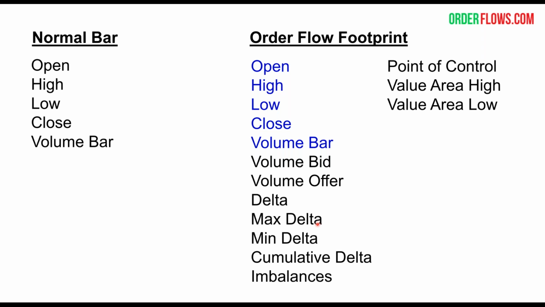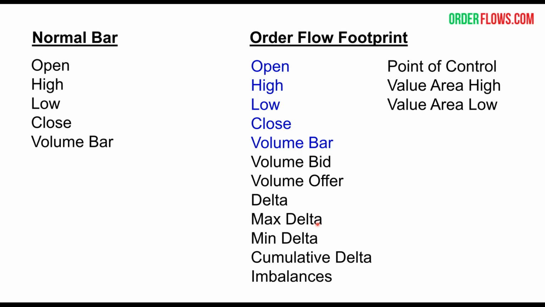And again, I've explained what that is: you have more aggressive buyers than sellers, or more aggressive sellers than buyers. Now you also have the point of control, which is the price with the most volume in the bar. And more importantly, now in the latest version of Orderflows Trader, you have the value area. So the value area high, the value area low, okay? And that's also a very important piece of information.